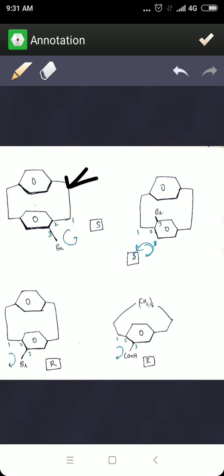Now you're going to view the molecule from this end. Now your eyes are here, you're going to view the molecule from this end and start numbering. So it is going to be 1, 2, 3. So it is anti-clockwise. So hence we're going to assign the S configuration. So I hope it is clear.